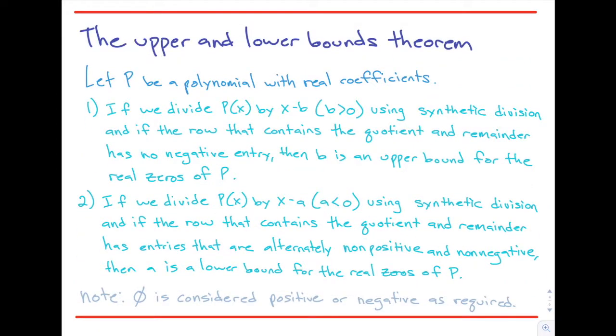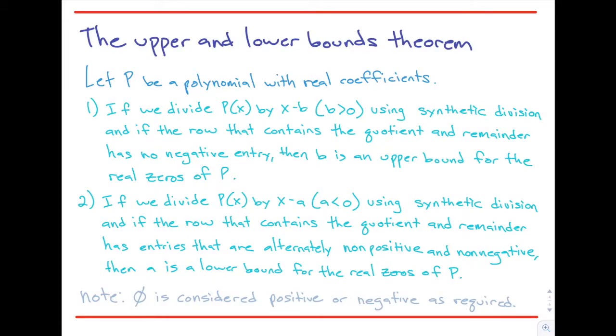And the upper and lower bounds theorem says that if we have some linear term, x minus b, something that might be a factor of a polynomial p, and divide that into p using synthetic division, if we end up having all non-negative terms in the bottom row after we've finished, then that number b is an upper bound for the real zeros of p. Similarly, if we divide p of x by x minus a for a less than 0, using synthetic division, and the row that contains the quotient and remainder has entries that are alternately non-positive and non-negative, then a is a lower bound for the real zeros of p.